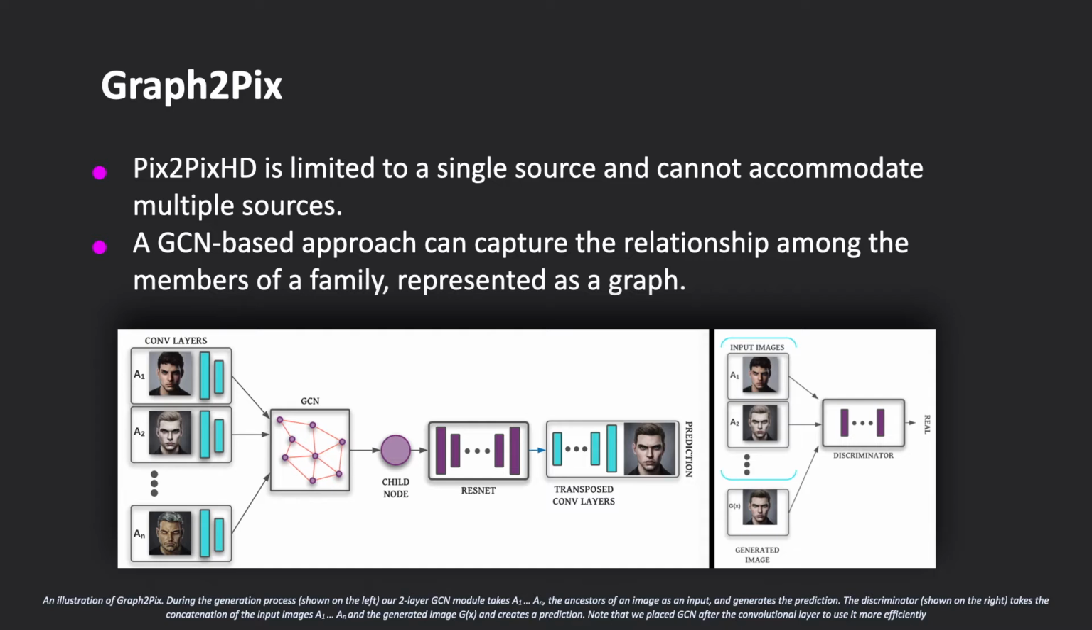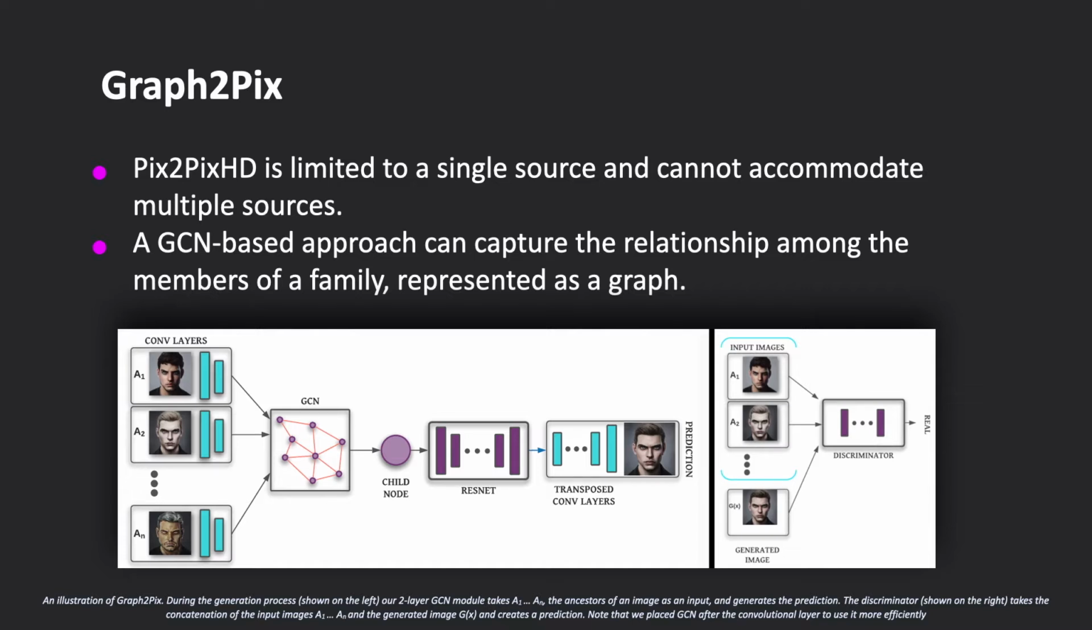ArtBreeder has a lineage structure, but it isn't entirely clear how such a structure can be used in GAN-based models. We could consider using something similar to Pix2Pix HD directly, but it only takes a single input image and cannot consider multiple sources. Therefore, we propose a graph convolutional network-based approach where the relationship between the members of a family is represented as a graph.